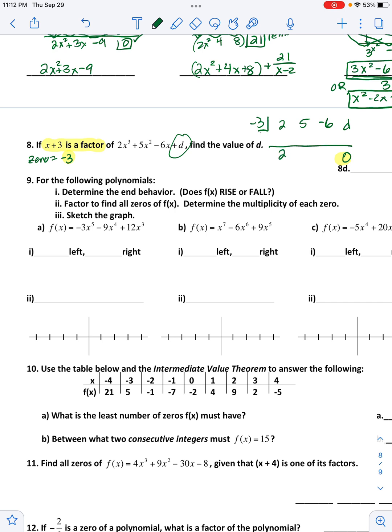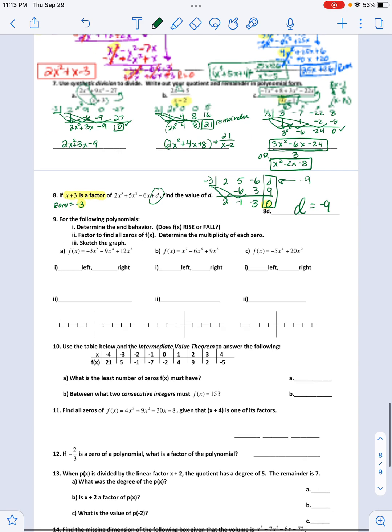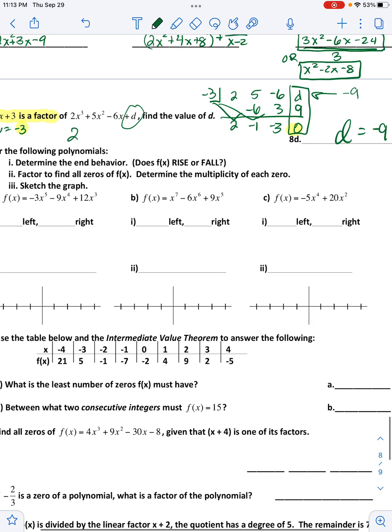So I drop my 2, I get my -6. I get a -1 and a 3. I get a -3 and a 9. Knowing that this column has to turn into a 0, the only value of D that will make that happen is if it's a -9 up in here. So my function would have had to be 2x cubed plus 5x squared minus 6x minus 9 in order for x plus 3 to be a factor.